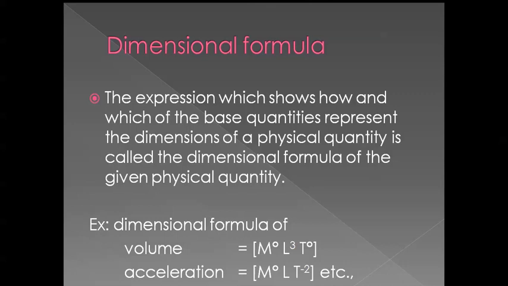So this expression indicates that acceleration depends on length, because M power 0 means nothing, and acceleration depends on time also, inversely proportional to the square of the time. T power minus 2 means 1 by T square. Acceleration is inversely proportional to the square of the time.